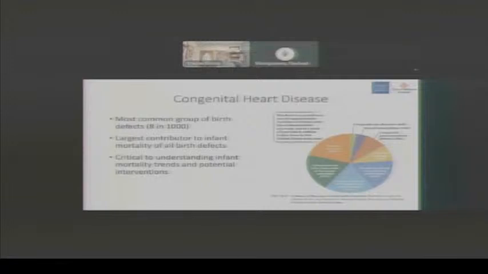So first, to discuss a little bit about congenital heart disease as a birth defect. This is the most common group of birth defects, seen in 8 in 1,000 live births, and it's the largest contributor to infant mortality of all birth defects. So it really is critical to understand infant mortality trends and potential interventions because this is so affected by congenital heart disease. If you look at this data from the CDC, looking at how each of the birth defects or major aneuploidy contributes, you can see that the light blue pie is congenital heart defects and makes up the largest proportion.